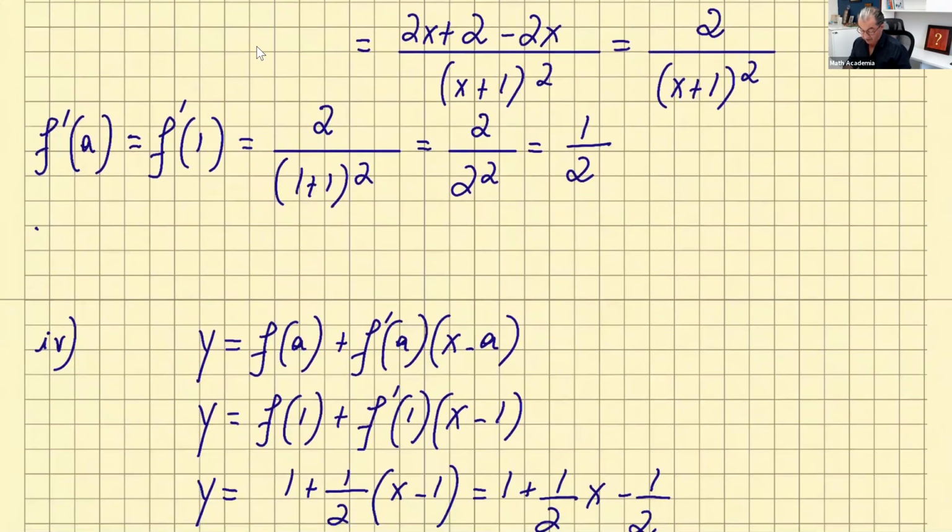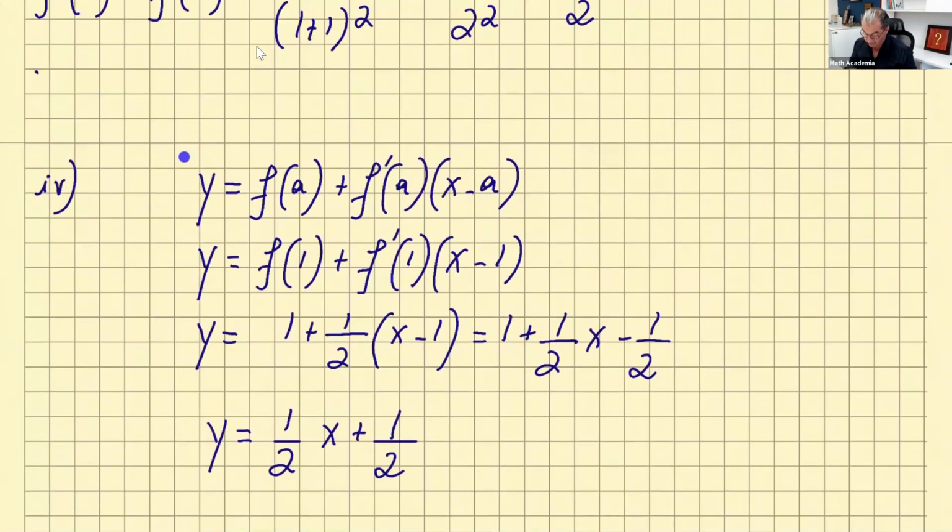So once you get that, then you can find the equation of the tangent line by using this formula. It's f of a plus f prime of a times x minus a. So it's f of 1 plus f prime of 1 times x minus 1. So that's 1. And we found that to be 1/2 times x minus 1. And again, the last part is just simplifying. So you get y equals 1 over 2 x plus 1/2.